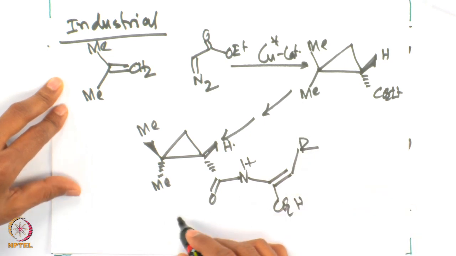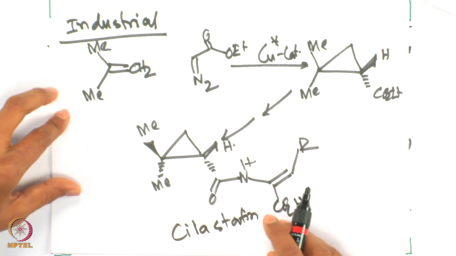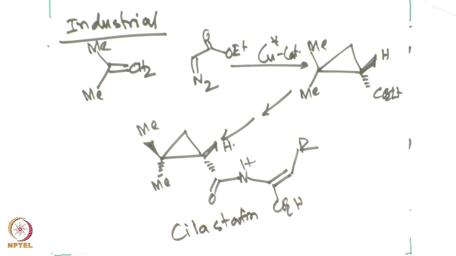So this is again cilastatin. Of course, this is synthesized on multi-gram scale, or rather kg scale. Cilastatin is an active component of the antibiotic. By this simple cyclopropanation reaction, the main stereochemistry is set, where we have seen that a chiral copper catalyst is used for this cyclopropanation reaction. From there it can be further modified to get the cilastatin compound.